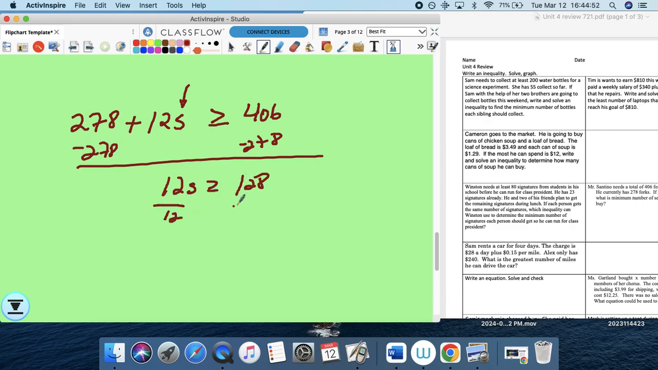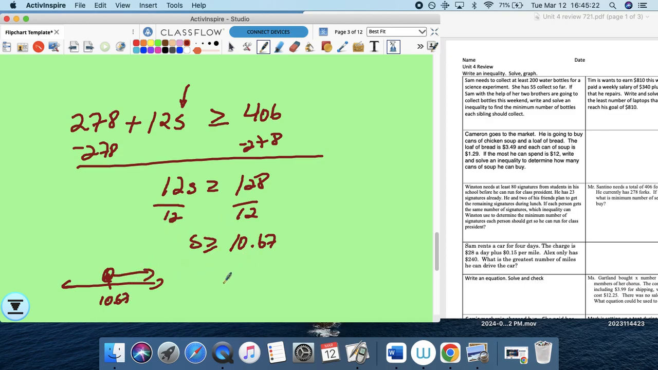Divide that by 12. The number of sets he needs is 10.666, 10.67 rounded. Now, you can't buy part of a set, so he needs 10.67 sets. All right, so at 10 sets, he's going to be short, so he needs the 0.67. So let me graph this. At 10 sets, he's going to be short.